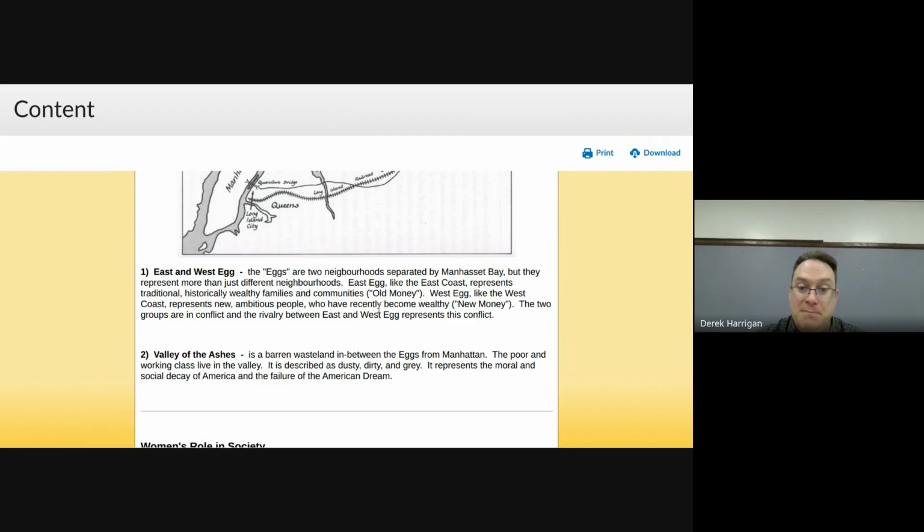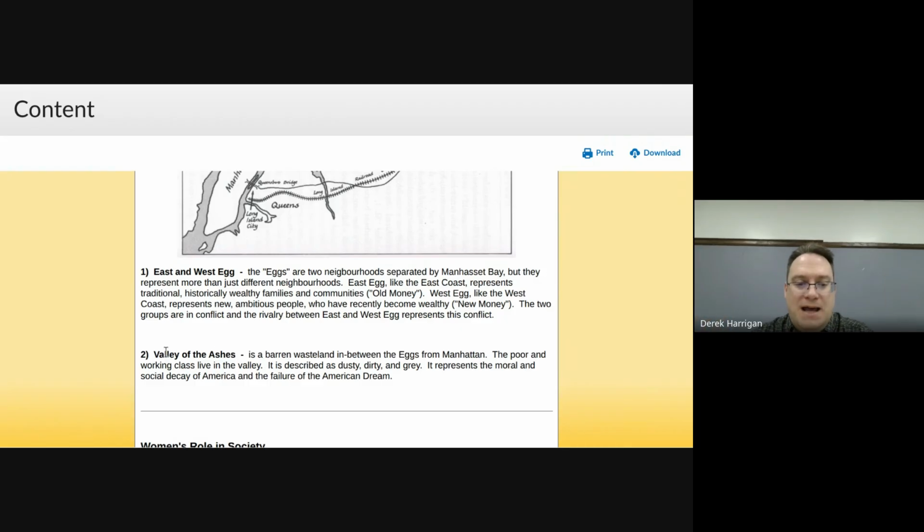So like, for example, East Egg, where the Buchanans live, that represents old money. The families there generally have been rich for many, many years, many, many generations. Whereas West Egg, where Gatsby lives, is generally referred to as a neighborhood for new money, people that have recently become rich and have not had a family history of wealth. And so you have a clash in the book between East and West Egg, between old and new money.